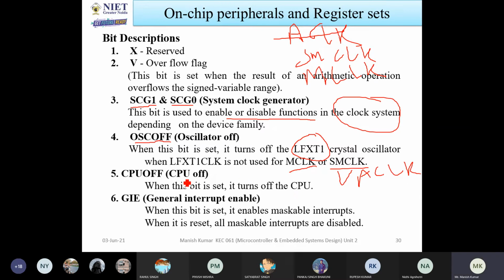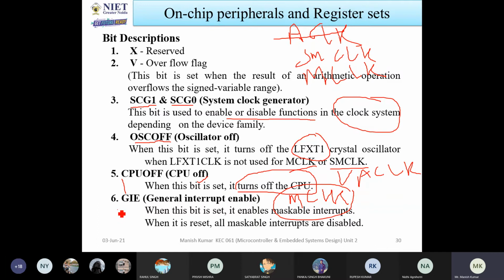Now, CPU off means you can only turn off the CPU. The CPU is responsible for the M clock, so you can switch off only the master clock. You can disable the master clock so that the CPU switches off. When the CPU is switched off, it means you are setting this bit equal to 1.